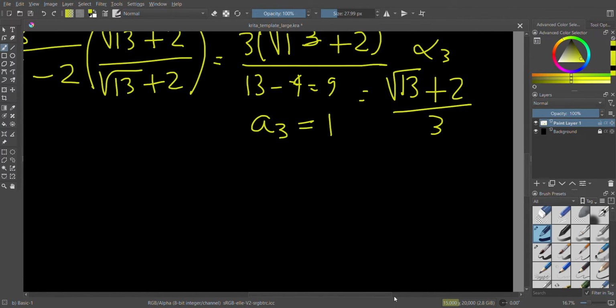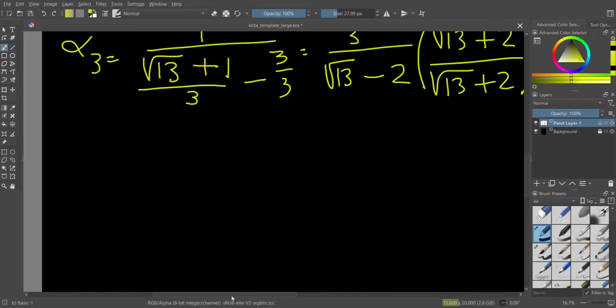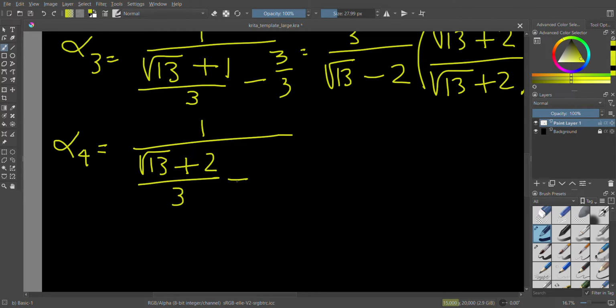Let's do alpha sub 4. And never use a calculator to do these. Do it this way, because this way you get an exact value. Okay, so let's put in alpha sub 3, which is square root of 13 plus 2 over 3, and let's subtract A3, which we said was 1, which is really 3 over 3. And then this is 3 over square root of 13 minus 1, conjugated.